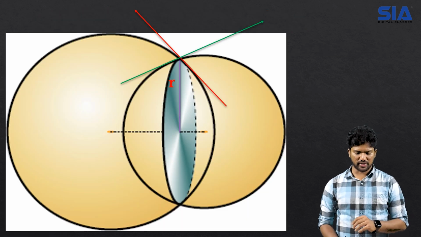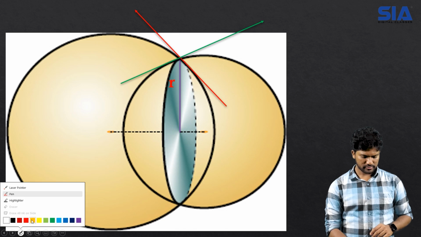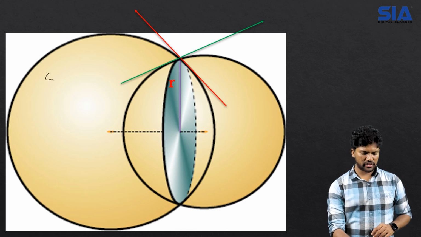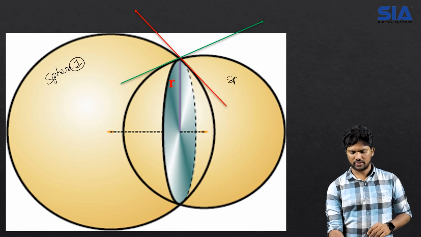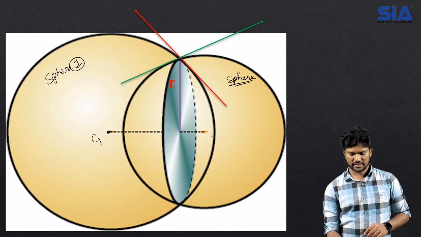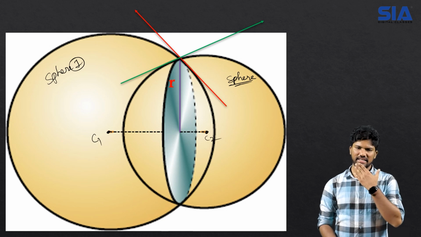Here you can see this is sphere 1, you can observe clearly, and this is sphere 2. What is the center of the sphere? Sphere 1 center you can take as C1, and the center of sphere 2 you can take as C suffix 2.